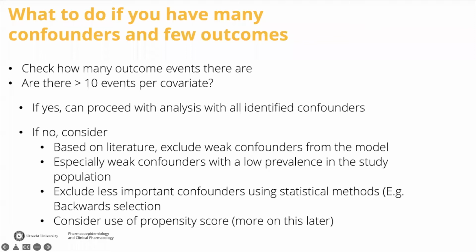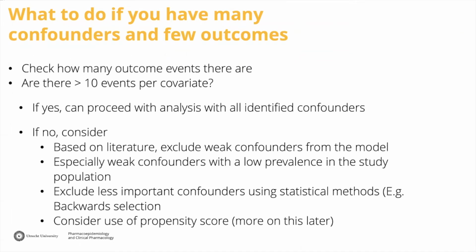So as I was saying, what do you do if you have too many confounders and few outcomes? You might be underpowered for your statistical model. How to select confounders and all of that will be more clear in the next part of the lecture. But what you want to do is check how many outcome events there are and determine whether there are at least 10 events per covariate.